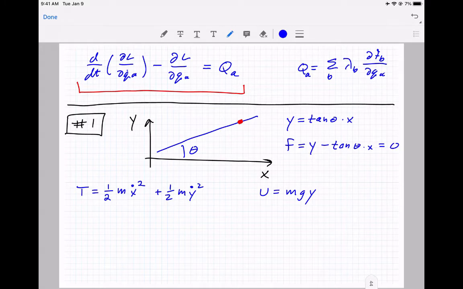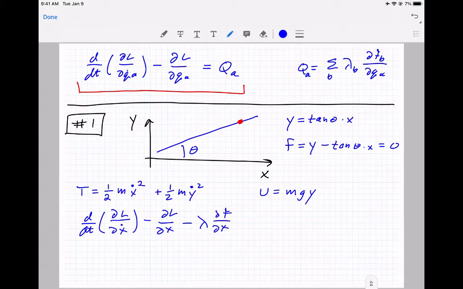We put those into these extended Lagrange equations, and let's just do the first one. I'll write this out explicitly at first. As we go through these problems, I'm going to skip more and more steps. So I've got d/dt of dL/dx dot minus dL/dx minus lambda, and there's only one equation of constraint, so I don't have to put a subscript, and then df/dx, and that's 0. Let's start evaluating this.